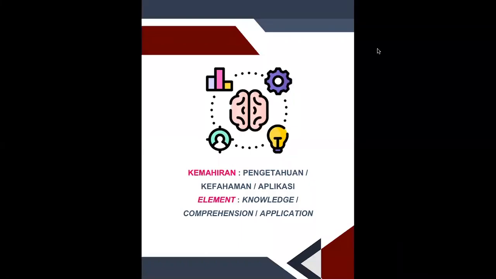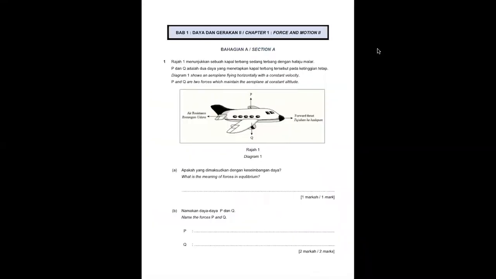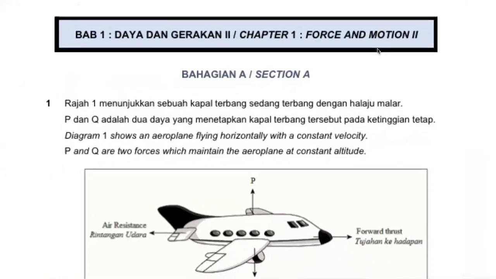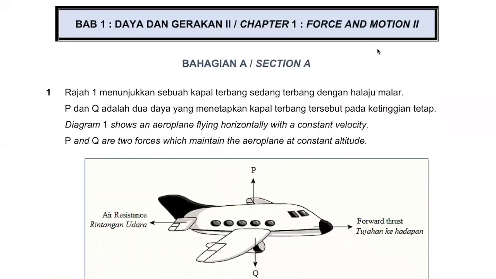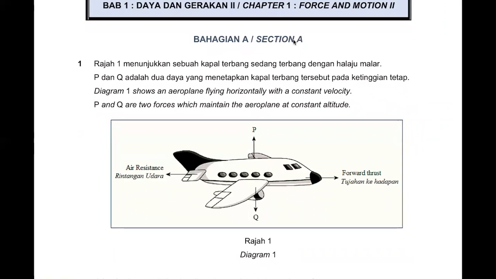Okay, so we start with the first chapter in Form 5, which is Force and Motion 2. Based on this diagram, it shows an aeroplane flying horizontally with a constant velocity. P and Q are two forces which maintain the aeroplane at constant altitude.